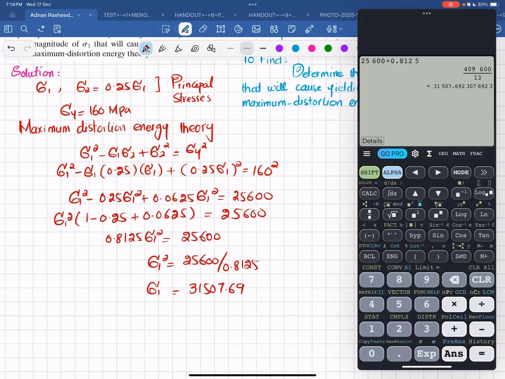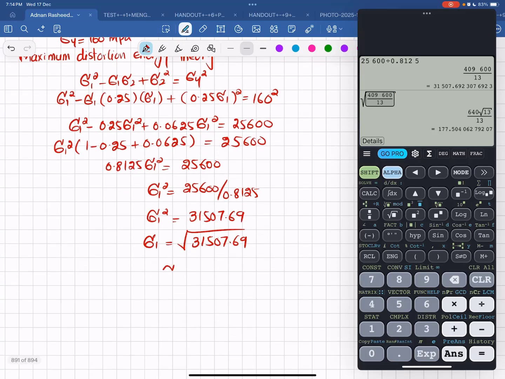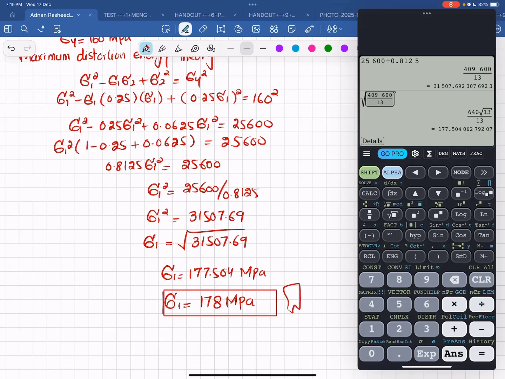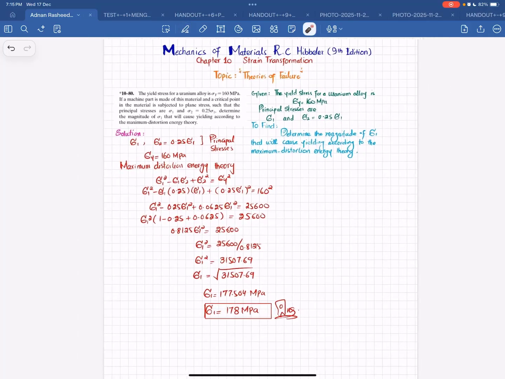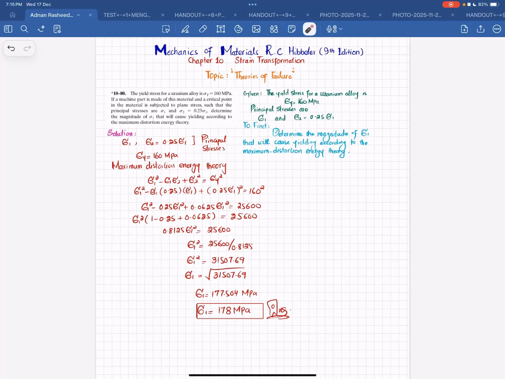That will be equal to 31507.69. This is the value of sigma 1 square, and we know that sigma 1 will be equal to the square root of 31507.69. When you take the square root of this value, you will see that sigma 1 is equal to 177.504 megapascal, and if you round it off, it will be 178 megapascal. So this is the value of one of the principal stresses. Sigma 1 is 178 megapascal, that will cause yielding according to the maximum distortion energy theory.